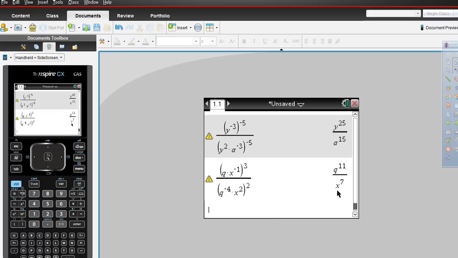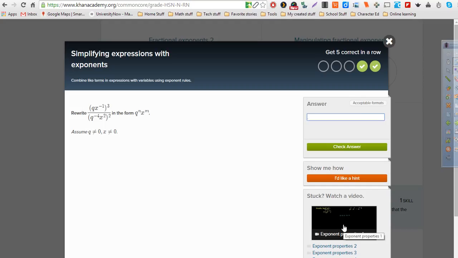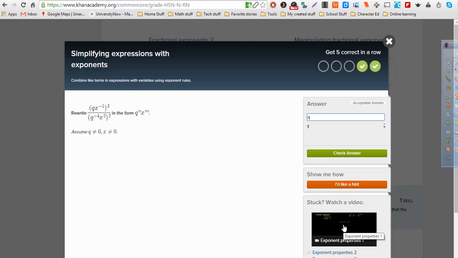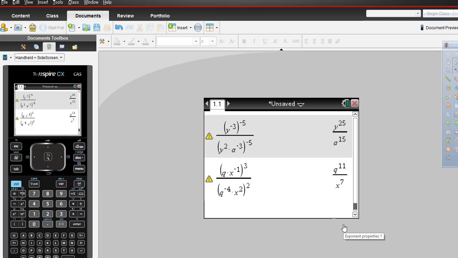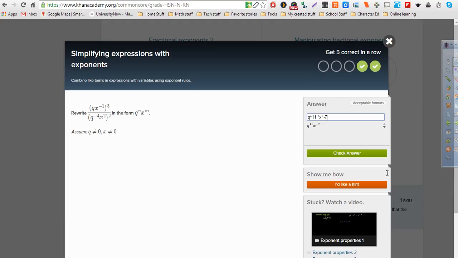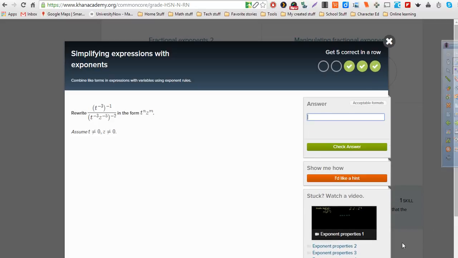So q to the 11th, and to move this up in the numerator, I had x to the negative 7th. So q to the 11th, I put a space in there, times x to the negative 7th. Was that right? Yeah. Q to the 11th, x to the negative 7th. So let's go ahead and try that out. Cool.